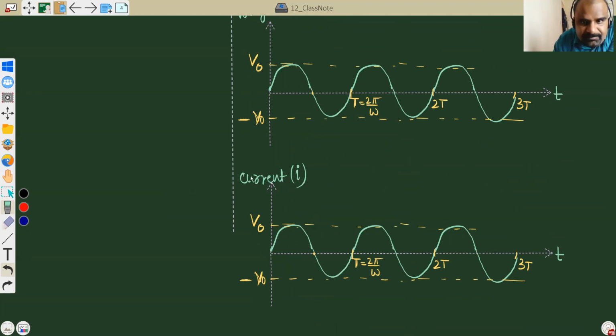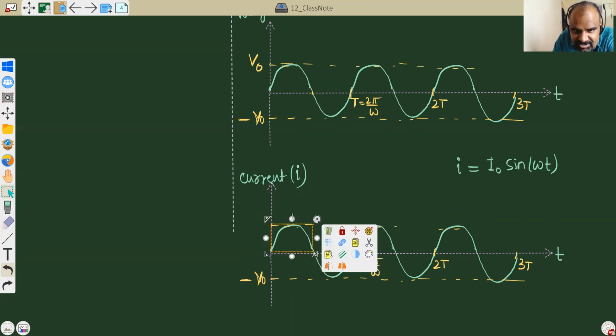You know what will happen? Here the current will be I naught sine omega t. Current also is sinusoidal. So the function will be only like this, but with a slight difference. You know what will be the difference? The difference will be that this will not be V naught.